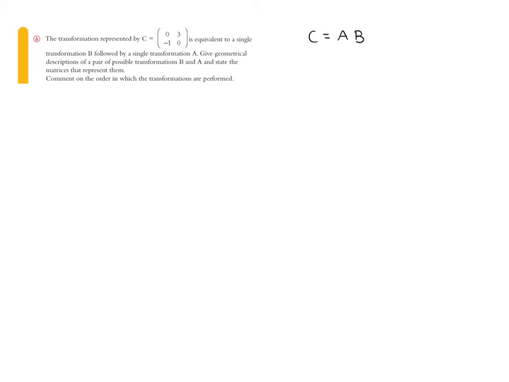Now, looking at the structure of C and the fact that it's got zeros in the top left-hand and top right-hand corners, and then non-zero numerical values in the other corners, this suggests to me that some sort of rotation matrix was involved. So if we remember, we've got a rotation about 0, 0 with an angle theta. The matrix for that is cos theta, sine theta, negative sine theta, and cos theta.